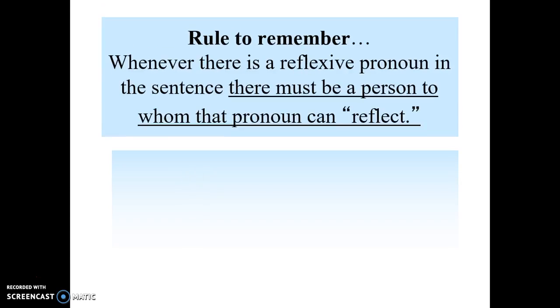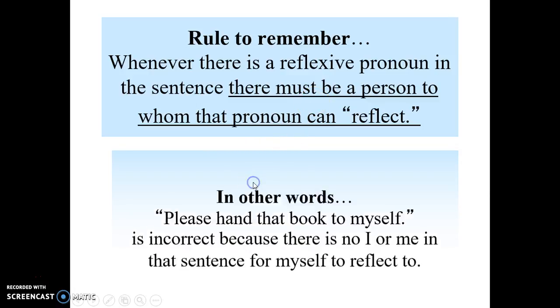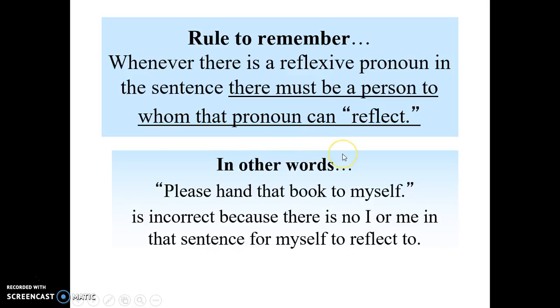All right, so there are 2 rules. I think there's just 2. The first rule I want you to write is: there must be a person to whom the pronoun can reflect. You just have to write the underlined part. You cannot use a reflexive pronoun if it doesn't reflect anything. For example, please hand that book to myself. Had you said, I need to hand that book to myself, you could use it. But since there's no I, myself can't reflect anything, so don't do that.